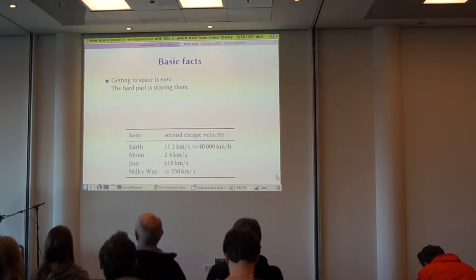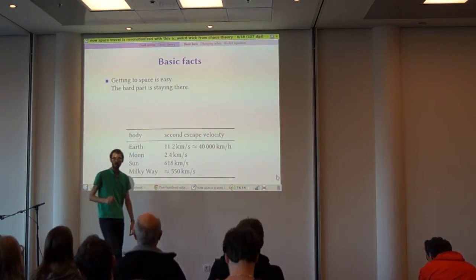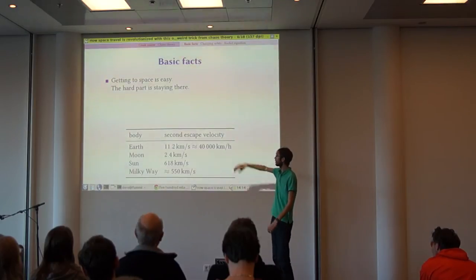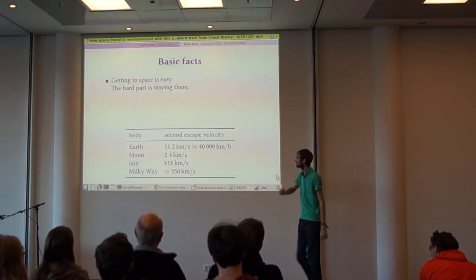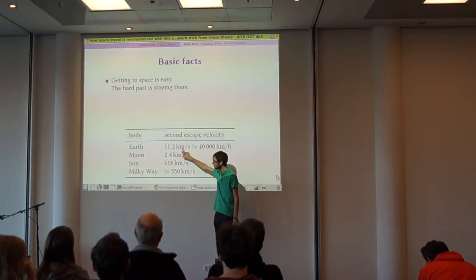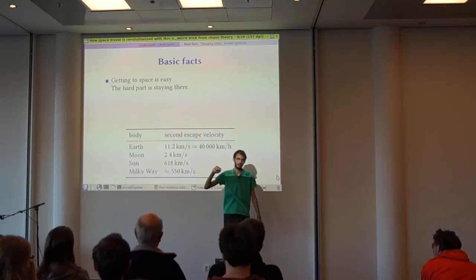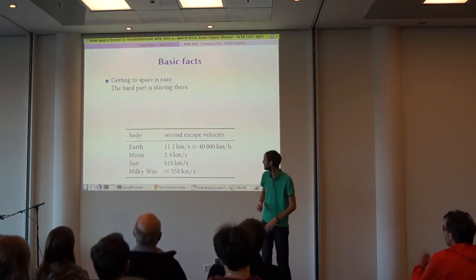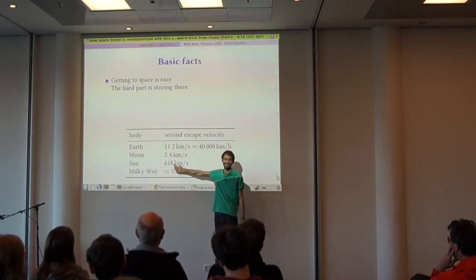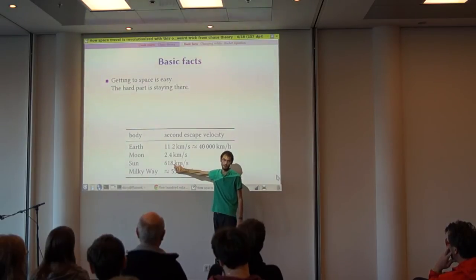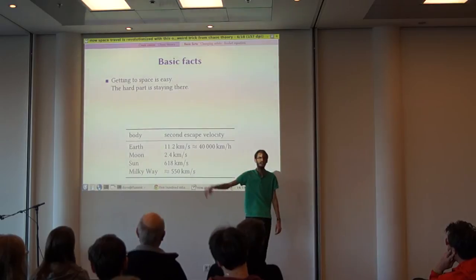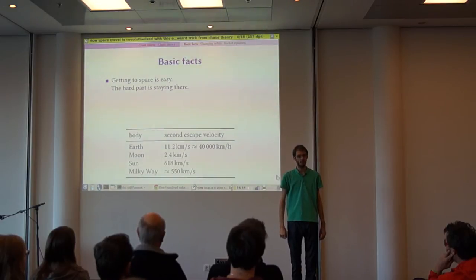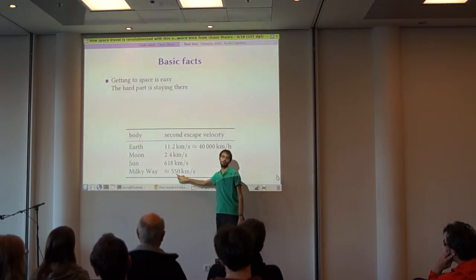And I have a short table for you, namely the escape velocities you need for fully escaping the body in question, which is like going on the path E, leaving it forever, for all times. So for Earth, it's 11 kilometers per second. For Moon, it's much less. It's only 2 kilometers per second. This is because Moon has much less mass and therefore less gravity. If you were an inhabitant of the Sun, and you wanted to leave the Sun, for instance, because it's so hot there, then you would need 620 kilometers per second. And if you decided that Milky Way is not a nice galaxy at all, you need to have 550 kilometers per second.